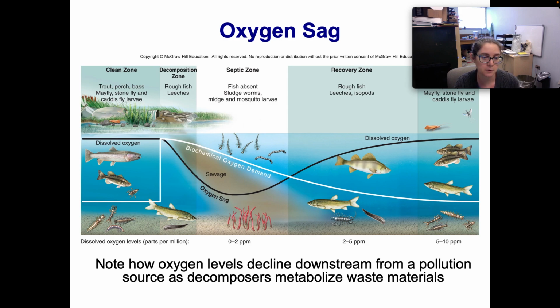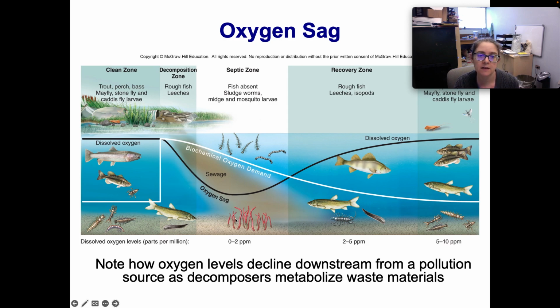Then right here, we see a pipe with different outputs, labeled as sewage, so there's going to be lots of nutrients. There might be different kinds of coliform bacteria, and the biochemical oxygen demand goes way up because there are all these microorganisms using up the oxygen, and that causes the dissolved oxygen to go down, which is this oxygen sag.